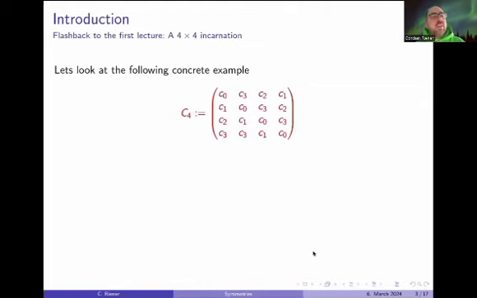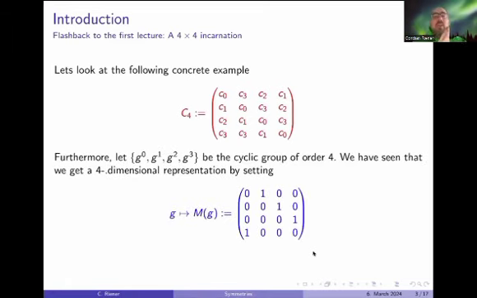This is a concrete example, of course, but I promise you that once you have understood this example, it will be completely obvious what to do. Let's look at this matrix, and let's look at another set of matrices. We have talked a lot about representations, and we had also talked about the cyclic group. So I now want to also look at the cyclic group of order 4.